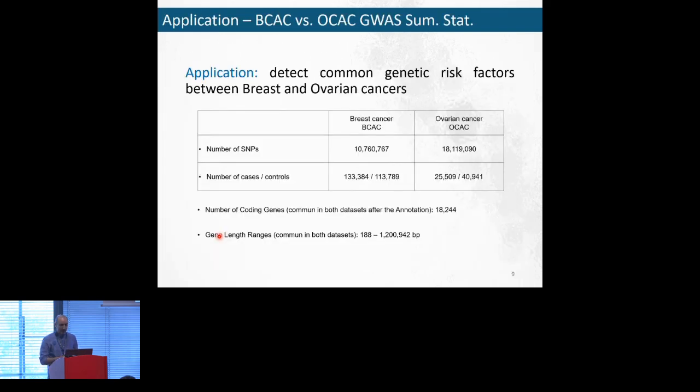For application, we use the 2 consortium data, BCAC and OCAC, for breast and ovarian cancer. The number of SNPs is about 10 million for breast and 18 million for ovarian. And the number of coding genes was about 18,000, ranging from 188 to more than 1 million base pairs.